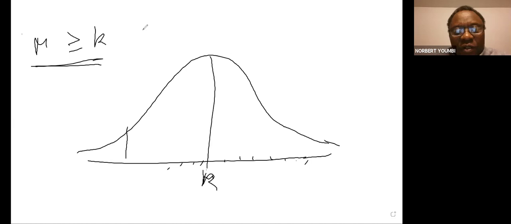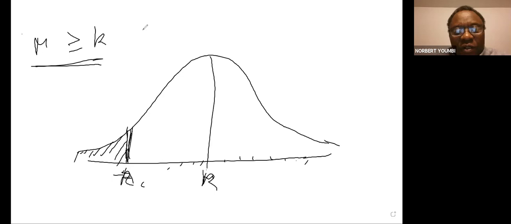But we will set a point that we are going to call the critical point, which will be ZC, generally a negative number, from which if the sample mean is less than this ZC, is less than this value, let me call it A, then we will say we reject the null hypothesis. And this area is called the rejection area.